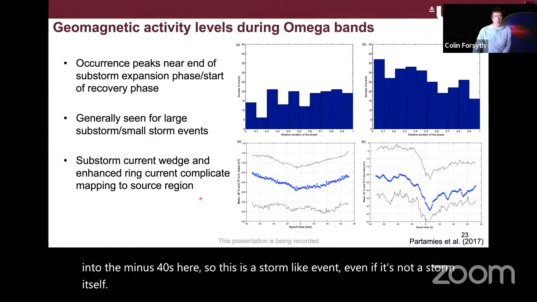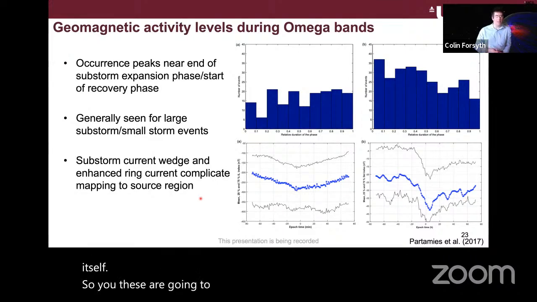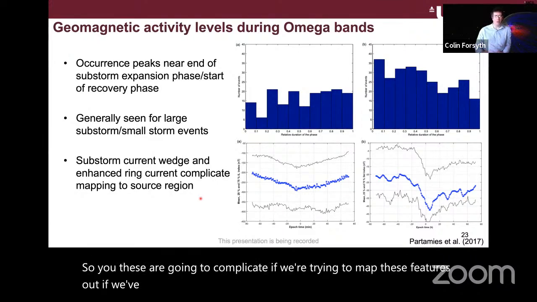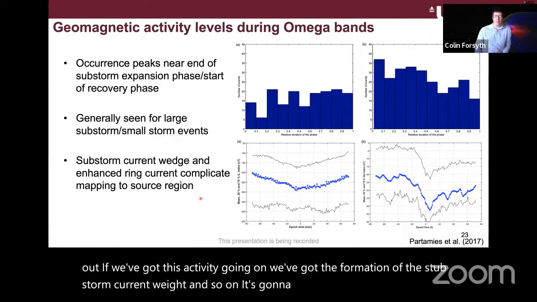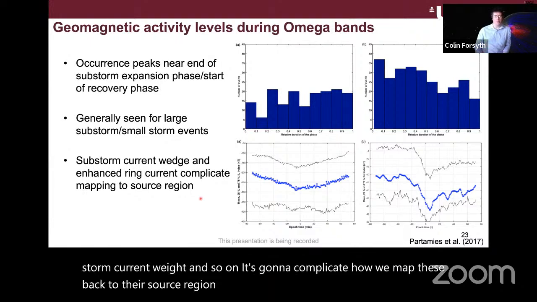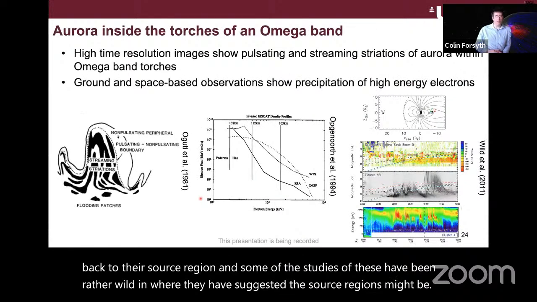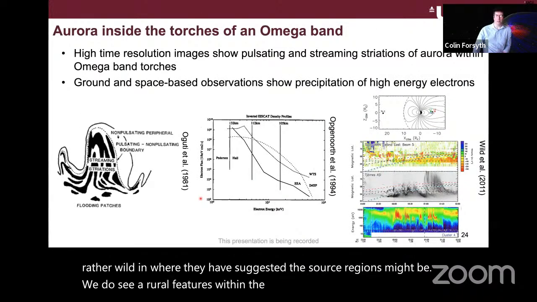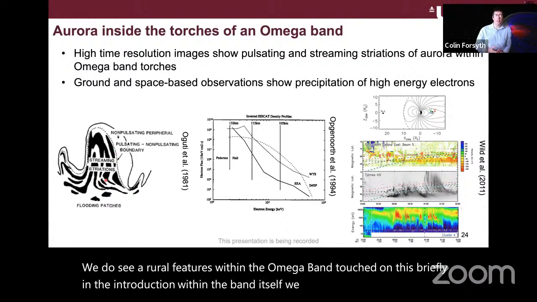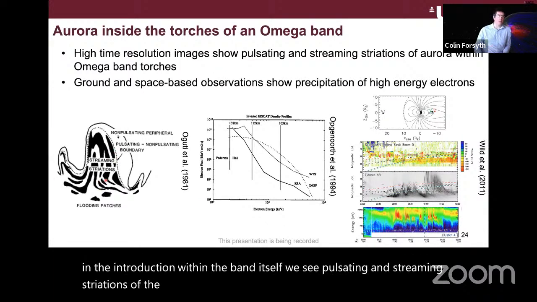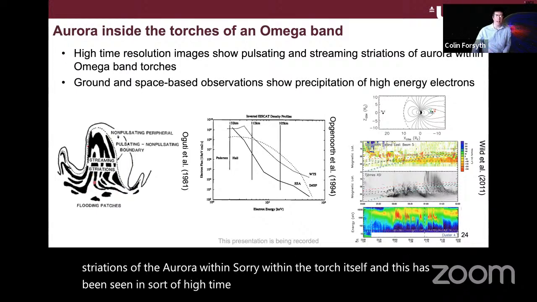So, if we're trying to map these features out, and we've got this activity going on, we've got the formation of the substorm current wedge and so on, it's going to complicate how we map these back to their source region. And some of the studies of these have been rather wild in where they have suggested that the source regions might be. We do see auroral features within the omega band. I touched on this briefly in the introduction. Within the band itself, we see pulsating and streaming striations of the aurora within the torch itself. And this has been seen in high time resolution TV camera images of the aurora.